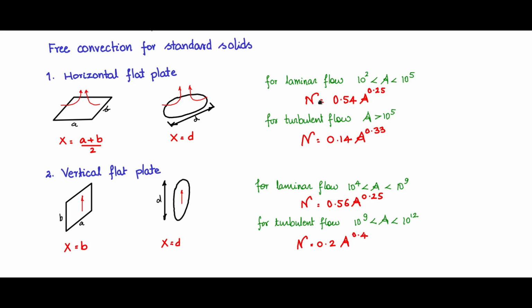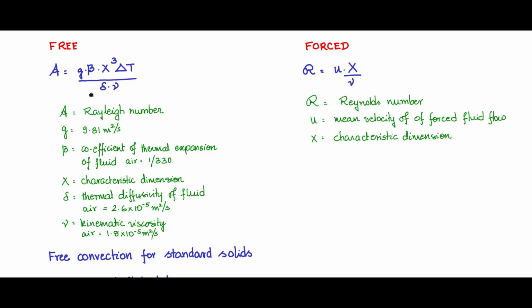flow. And to calculate Nusselt's number, we need the Rayleigh number. So the Rayleigh number we had calculated, we had given a formula like this for free convection, and we had listed down all these parameters. So let us use these formulas to find out the Nusselt's number, and thereby later on the thermal resistance.